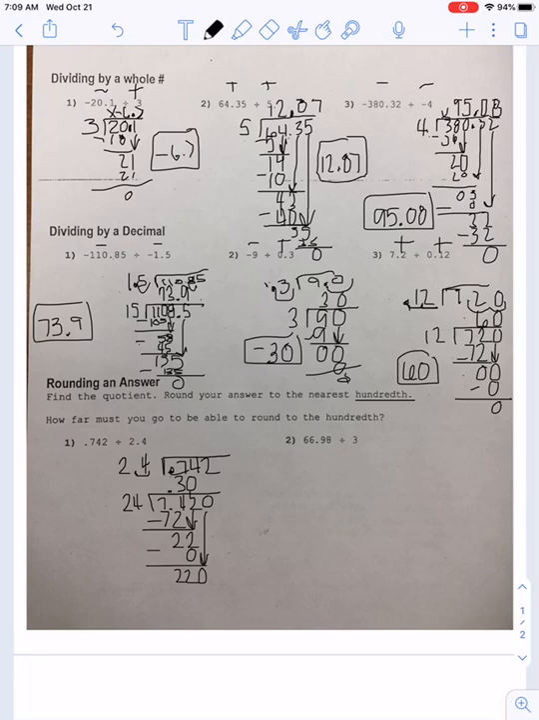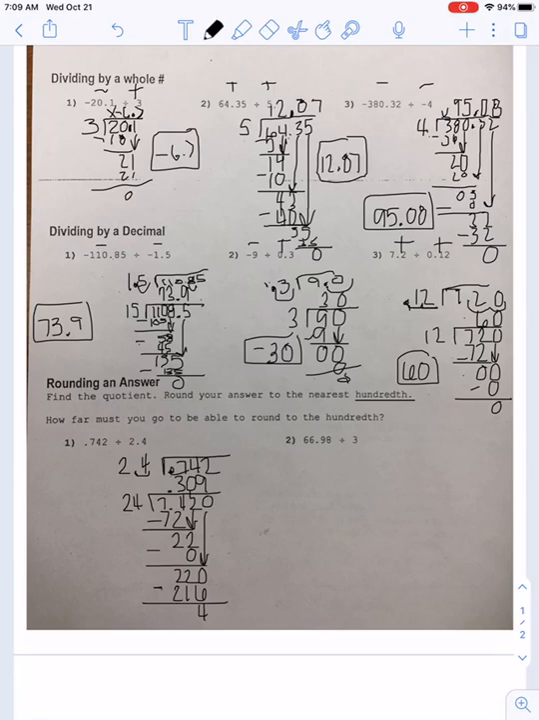24 can go into 220 9 times. That would give us 216. If we subtract that, we would get a 4. If you look, you can tell we have tenths, hundredths. We already have the thousandths place. So we have all the information we need to round.